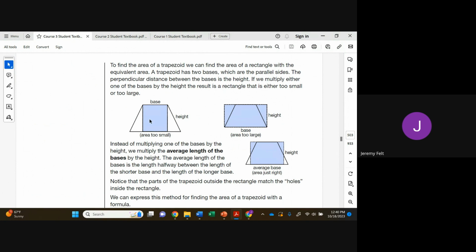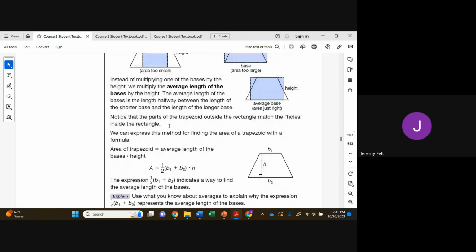But if we just did this base times this height, that area would be a little bit too small. If we did the second base down here times the height, that would be a little bit too big. So how do we figure out what is just right? We take the average of the two bases. So we do base 1 plus base 2. It doesn't matter which you call 1 or 2. You're just adding them together, then dividing by 2, which takes the average of them, and then we multiply that by the height.